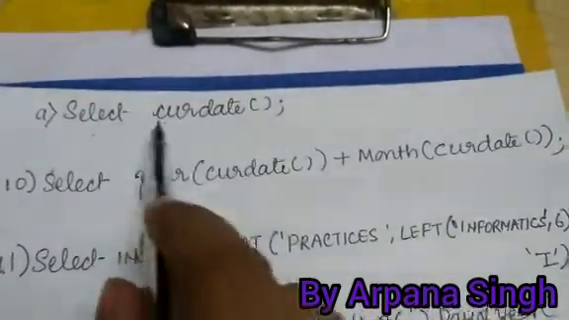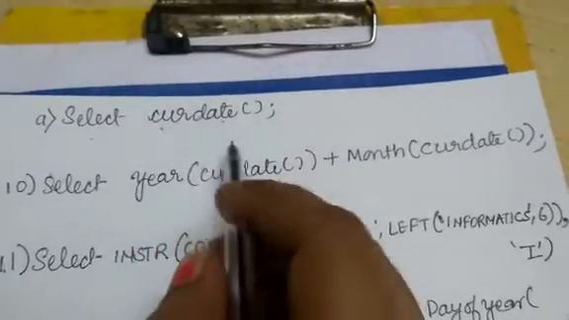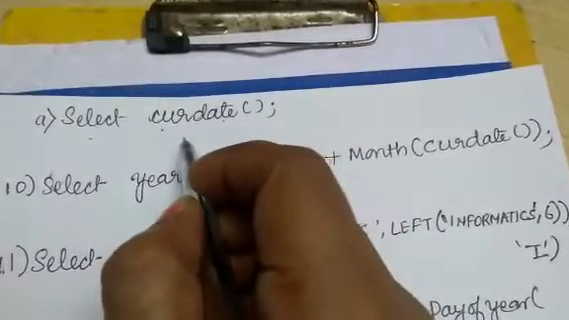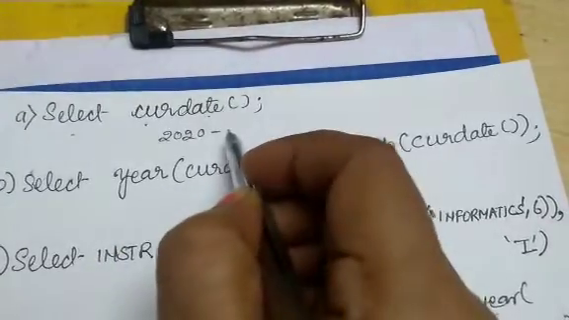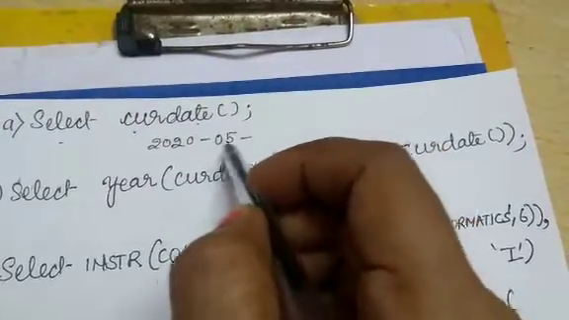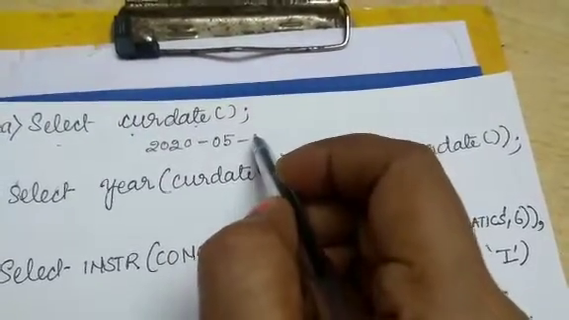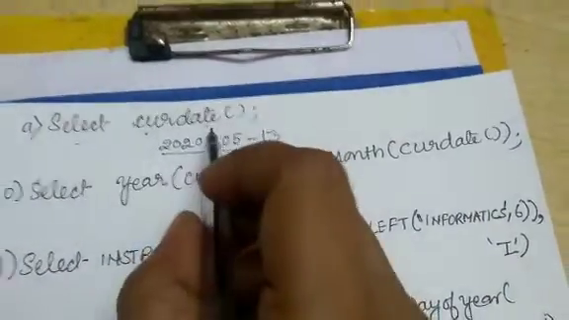Now select current date. It returns the current date. So today is 13th May. It will return the current date in YYYY-MM-DD format, that is May means 05, mm, and DD, today's date is 13. So this will be the output of select current date.